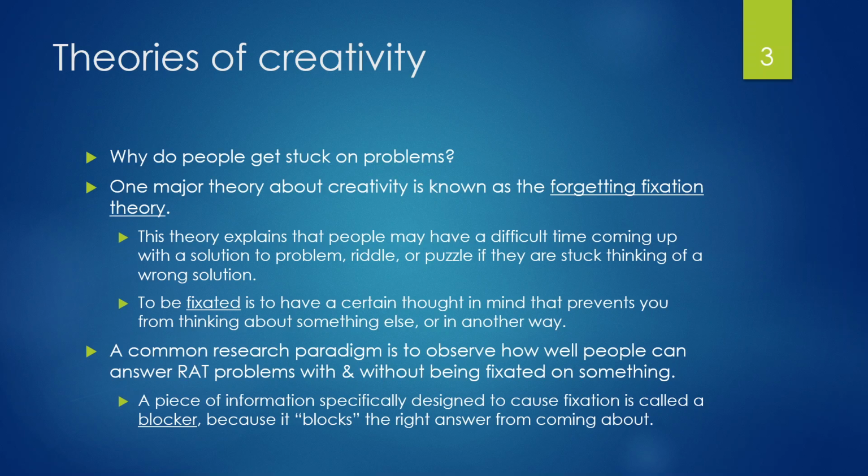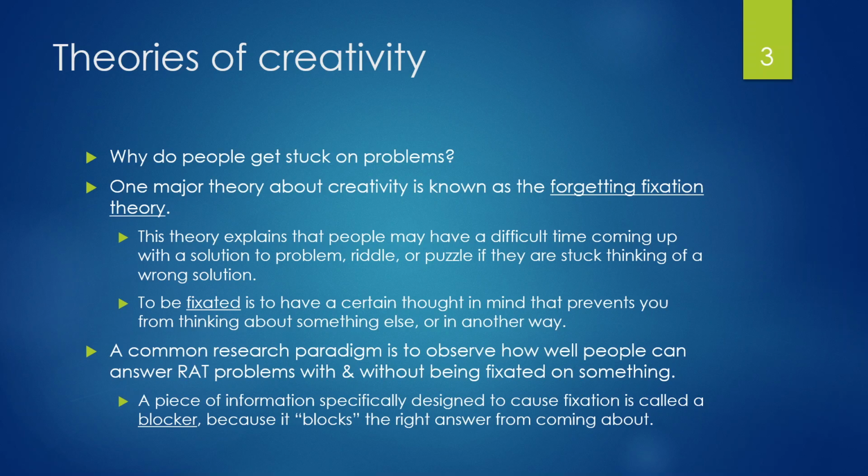So why do people get stuck on problems and riddles? One major theory on how people get stuck and can't come up with an answer is known as the forgetting fixation theory. So let's look at each one of those words in part, starting with the idea of fixation. The idea behind this theory is that people have a difficult time coming up with a solution to a problem if they're stuck thinking about the wrong solution. So if you're stuck thinking about information that's not helpful for dealing with a problem, then you are fixated on that information. You're stuck thinking about something you don't want to think about, and that thought that's in your mind is preventing you from thinking about a problem in a different way or coming up with another answer that might be better than the one you're fixated on.